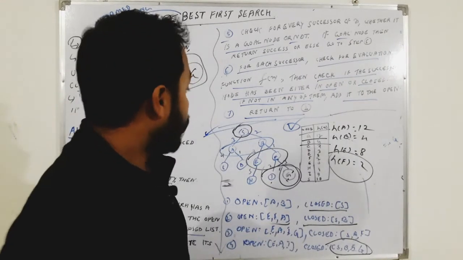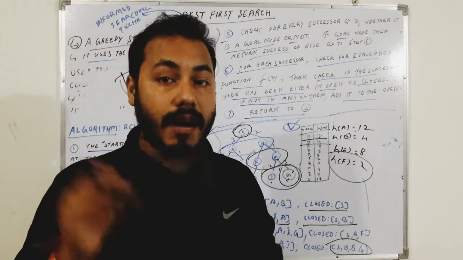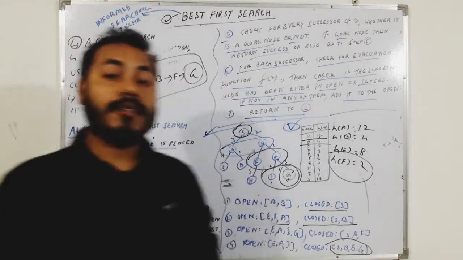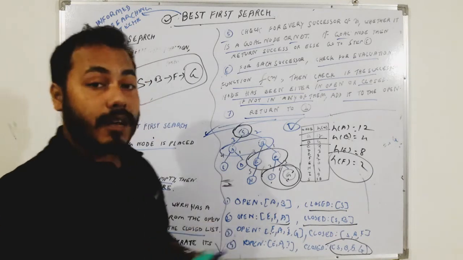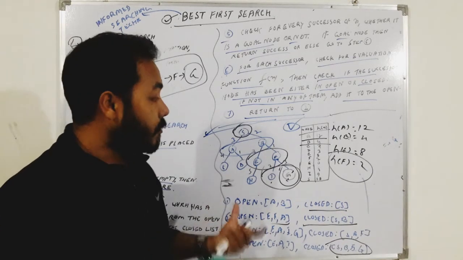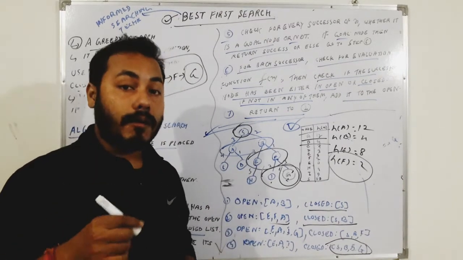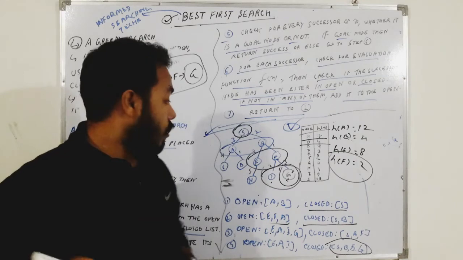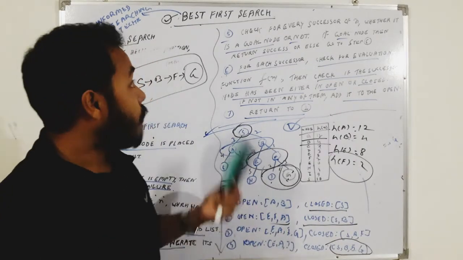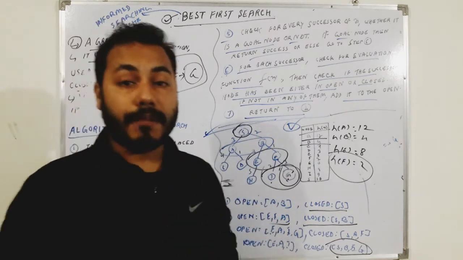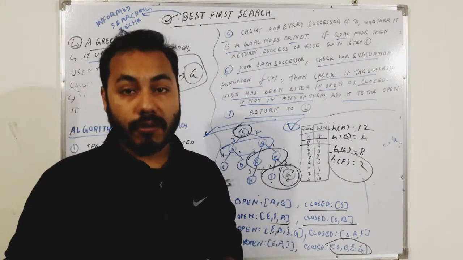The advantage of this algorithm is that if there is a goal node, then obviously it is going to find it. This means it is complete. But about optimality, we can't say whether it is optimal or not. So I have a question for you guys: in which case will the best first search algorithm be optimal? If you got the answer, then you can comment it, I'll go through it.